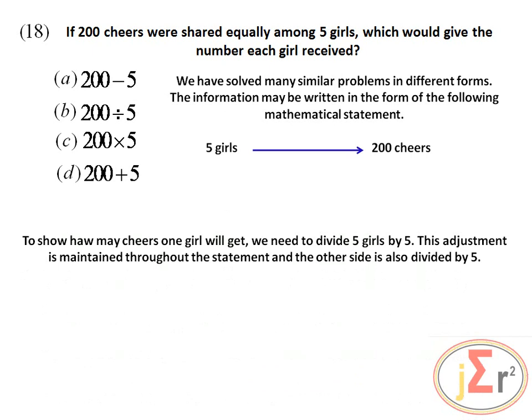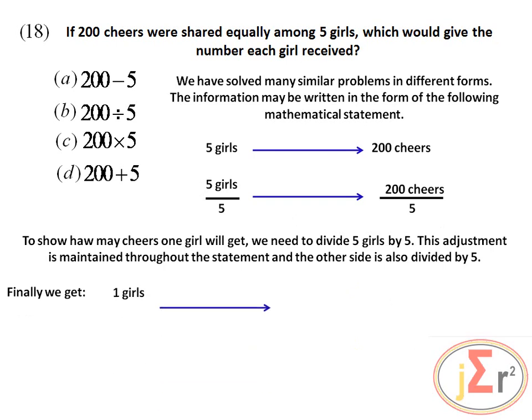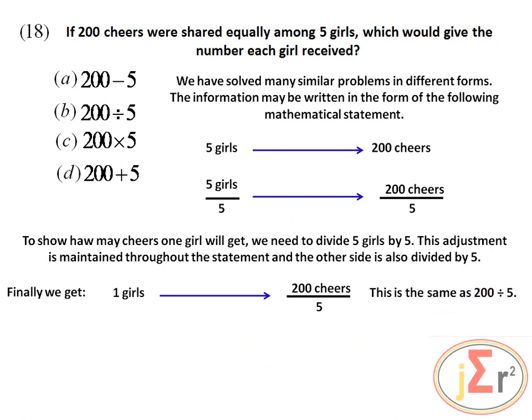This adjustment is maintained throughout the statement, and the other side is also divided by 5. So we are going to divide both sides by 5 because we need the number of chairs that one girl will get. So to get 1 girl, we divide 5 by 5 and we get 1. We do the same thing on the other side. Finally, we get 1 girl, 20 chairs divided by 5. This is the same as 20 divided by 5 expressed in option B. The answer is represented by option B.